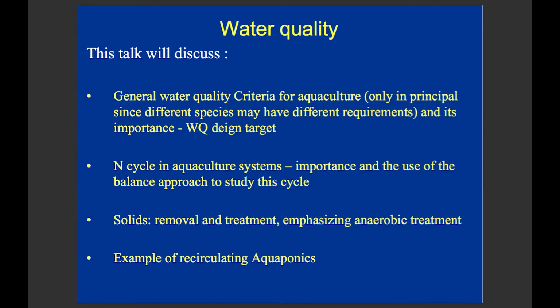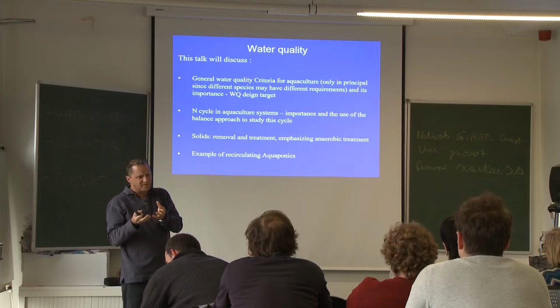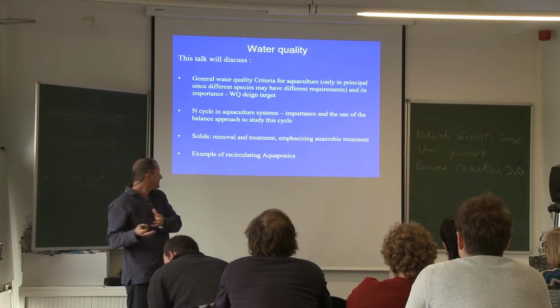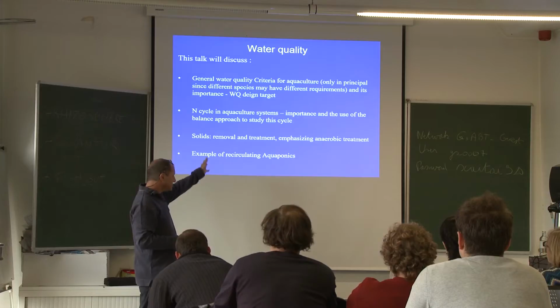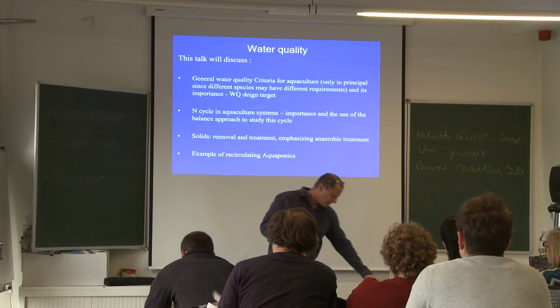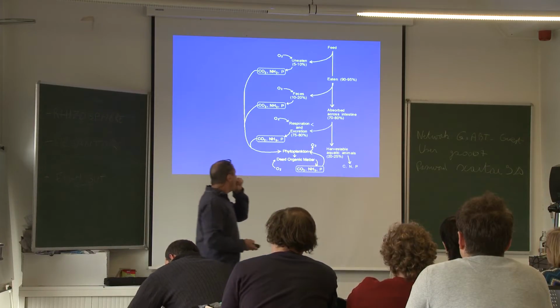So overall, we'll talk about water quality and general criteria, and water quality design targets. We'll talk about the nitrogen cycle as probably the most important cycle. We'll talk about solids a little bit, and removal and treatment, because first you have to remove the solids away from the system, and then you would like to treat them. And we'll talk about just an example of aquaponics.